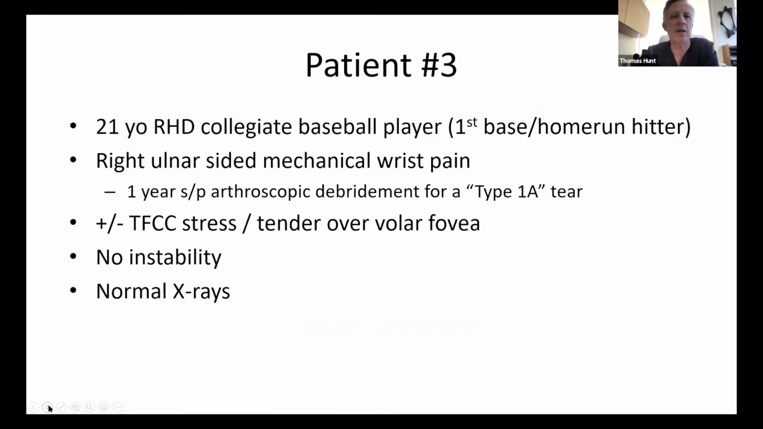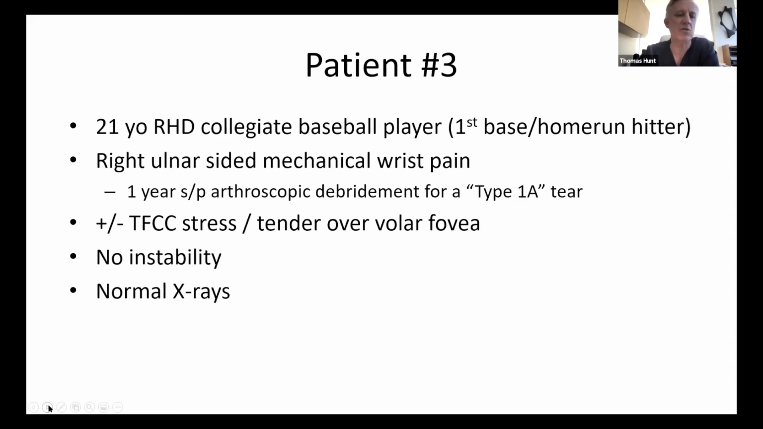Patient 3, again, a collegiate athlete, a 21-year-old baseball player. This kid is a first baseman and a home run hitter. He presented with right ulnar-sided mechanical type pain, especially with his sport. He was 1 year out from arthroscopic debridement for what was termed a type 1A tear.